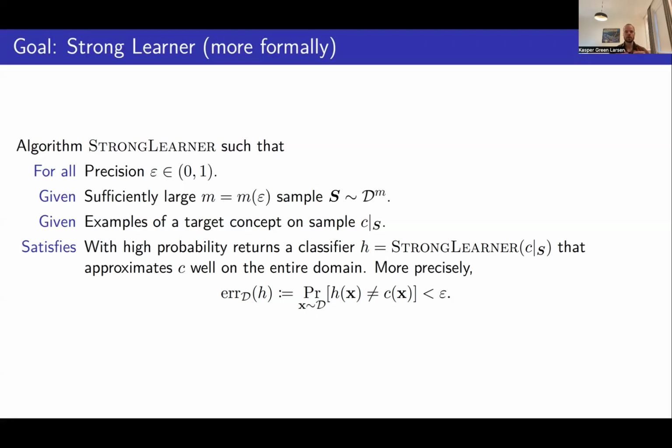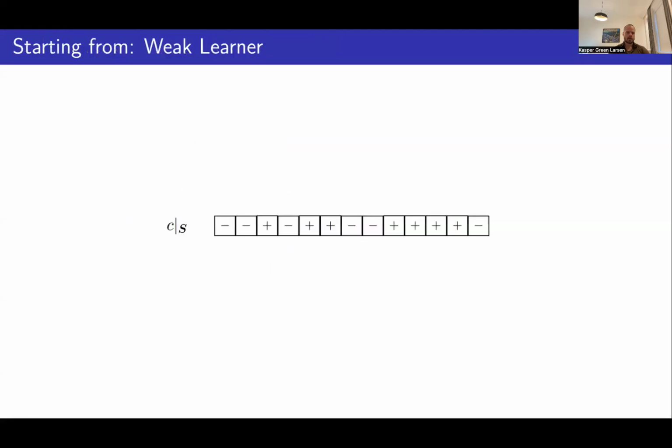Right, so this is the overall goal. We want to build such a strong learner. But what we want to start from is something much weaker, namely what we call a weak learner. So what is a weak learner?